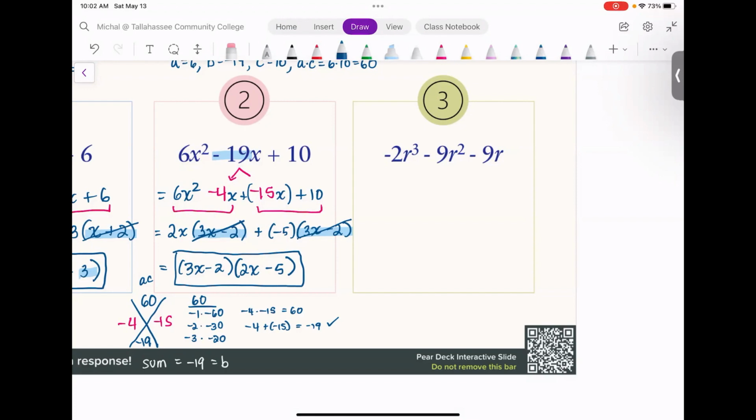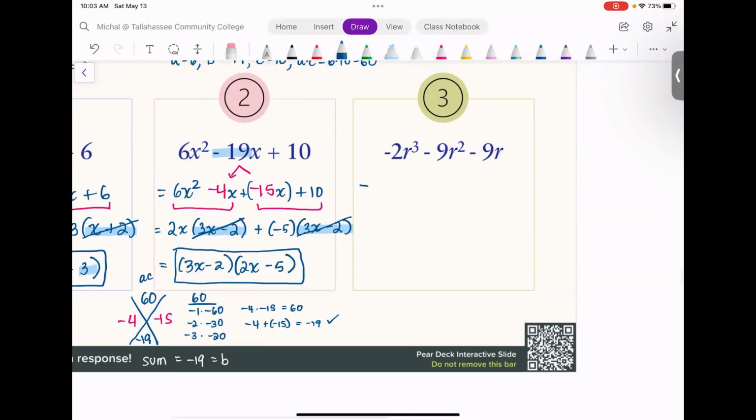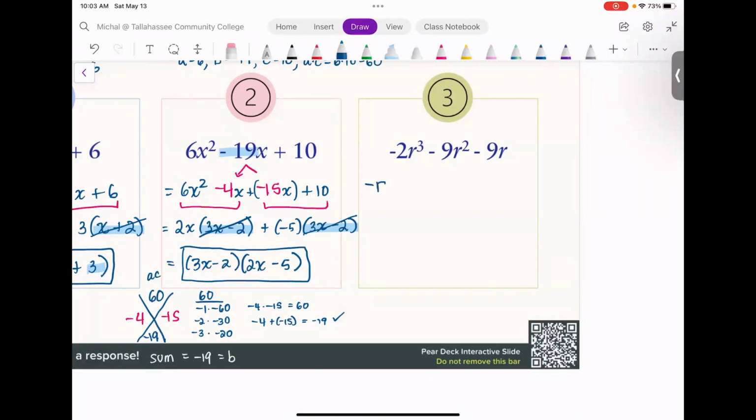So I am looking for the greatest number that divides negative 2r to the power of 3, negative 9r squared, and negative 9r. In this case, all 3 terms contain a negative, and all 3 terms contain an r, but there's no common number factors. So I'm going to divide each term by negative r. Negative 2r to the power of 3 divided by negative r gives me positive 2r squared. If I multiplied negative r times 2r squared, I would get negative 2r cubed.